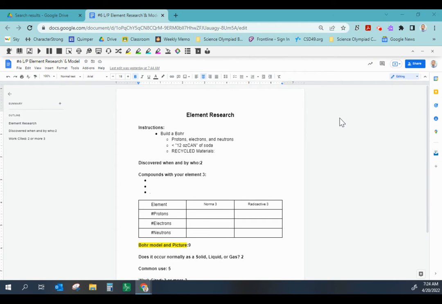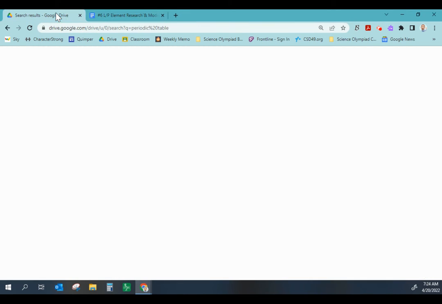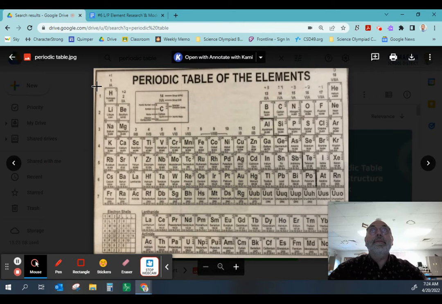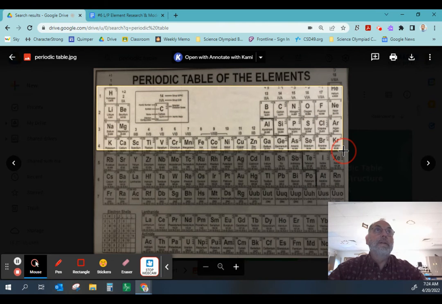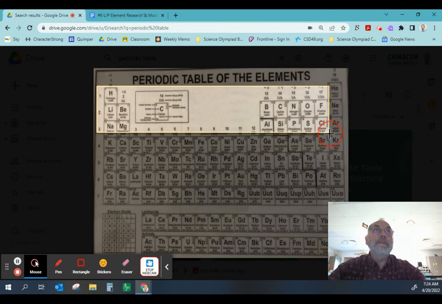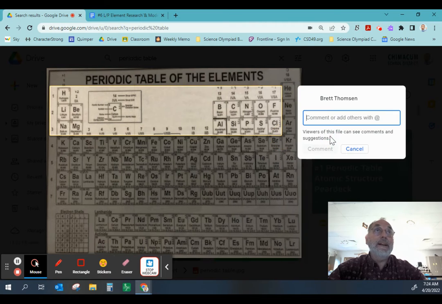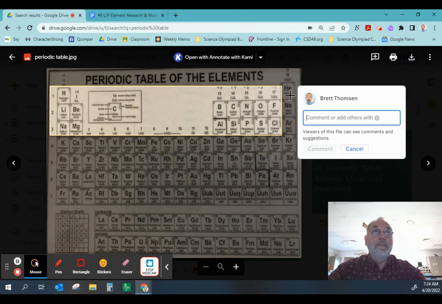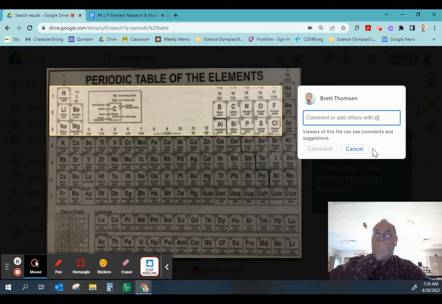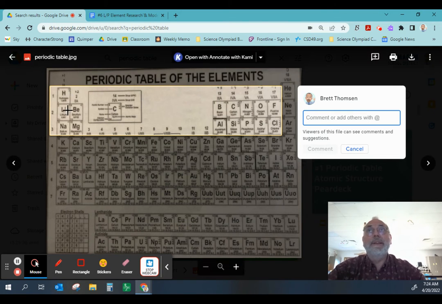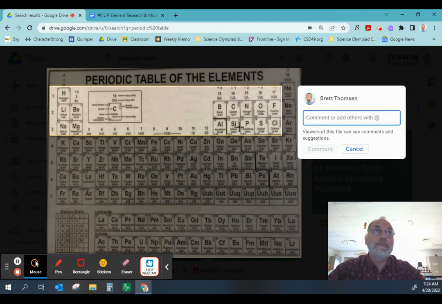This is Mr. T, and what I'd like you to do is select from the periodic table one element from these three rows to here. Note that I did not include the noble gases. Those noble gases, I don't want you to do those. So pick one element like lithium or beryllium or boron or aluminum or silicon or phosphorus.